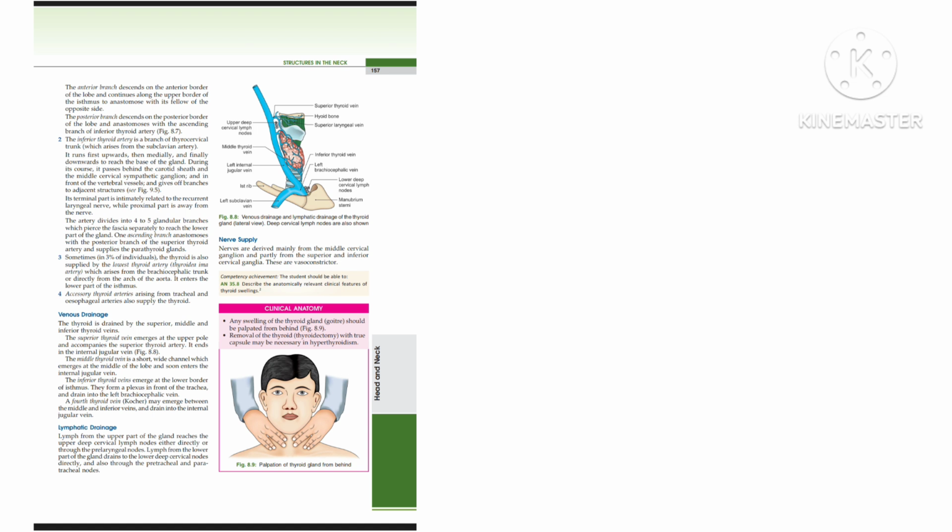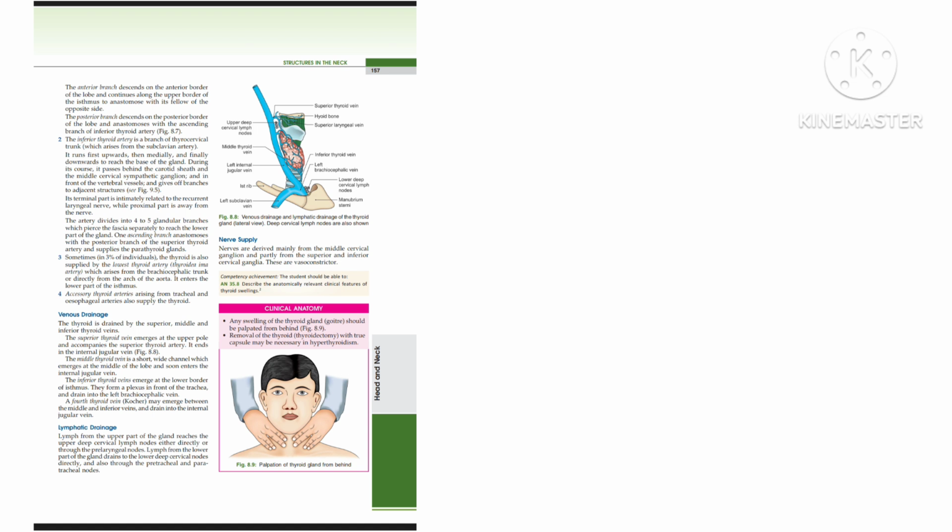3. Sometimes, in 3% of individuals, the thyroid is also supplied by the lowest thyroid artery, thyroidea ima artery, which arises from the brachiocephalic trunk or directly from the arch of the aorta. It enters the lower part of the isthmus. 4. Accessory thyroid arteries arising from tracheal and esophageal arteries also supply the thyroid.